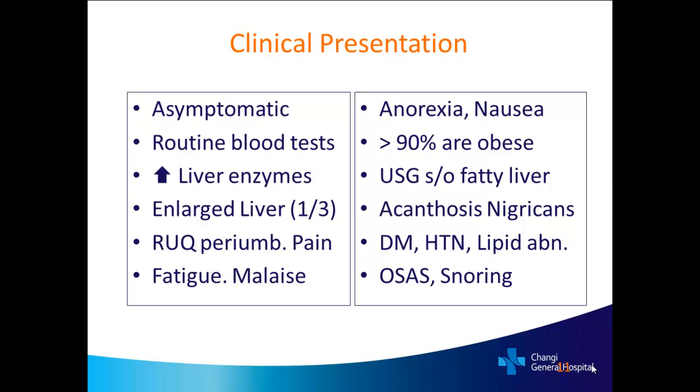Some may present with transaminitis. Some may have an enlarged liver. But I think the majority would be just transaminitis with ultrasound showing fatty liver. Of course, we may have the associated features like metabolic syndrome, diabetes, obesity, and so on.